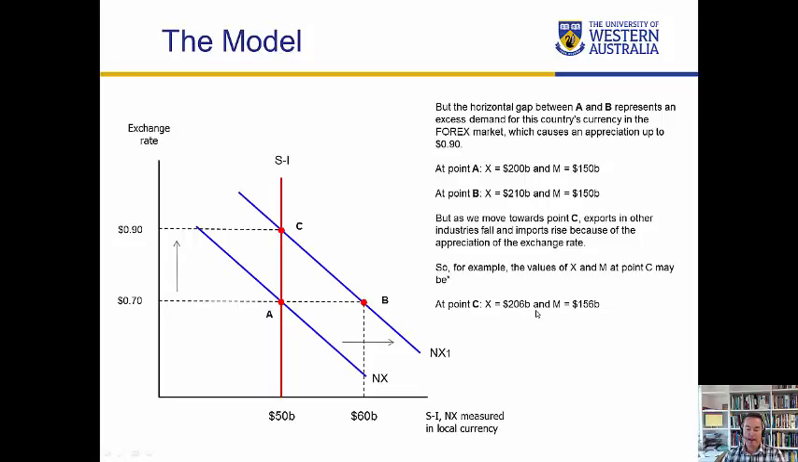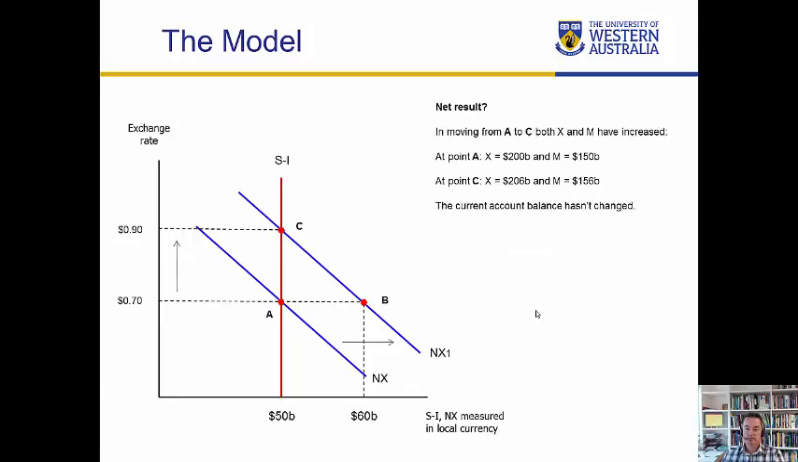So we have had an overall increase in the level of trade. Exports have gone up in moving from A to C by 6 billion. Imports have gone up. It's just that the current account value hasn't changed. And that's really what I was emphasizing here, focusing on the net result. In moving from A to C, imports and exports have gone up by the same amount, so the current account balance has not improved.